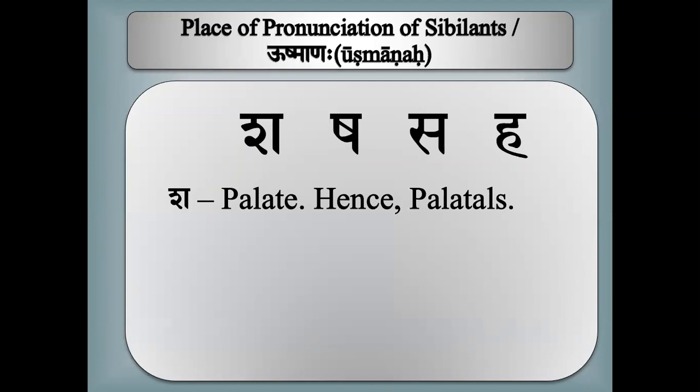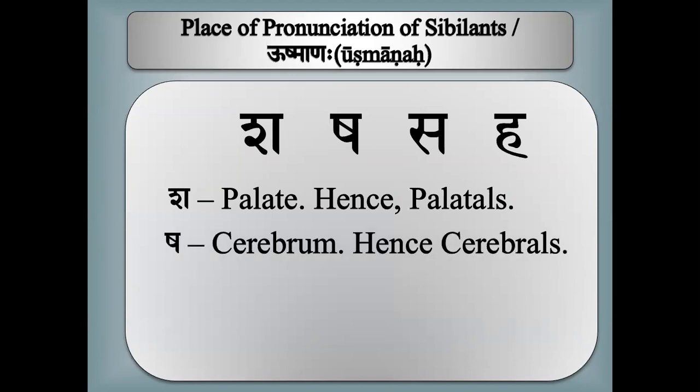What is the place of pronunciation? Second, sha. Cerebral. Good. That is cerebral. So you should be able to distinguish between the two shas. Not shas in fact, sha and sha are different. Both are different. One is palatal, the other one is cerebral. So that is the understanding, and pronouncing it correctly is very important. And when it comes to Vedic chanting, the pronunciations are very important.